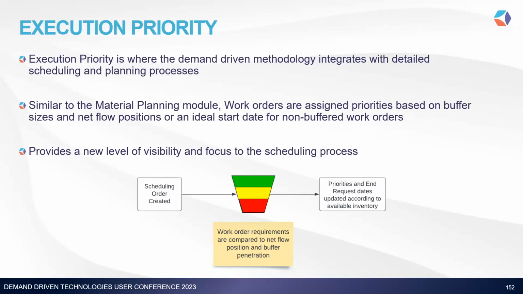By doing this, we're providing a new level of visibility and focus into our scheduling process. We're looking at the priority items that are critical to put through the production process now, as opposed to items that might have available on-hand inventory, which can be pushed back to a later date. This is a quick diagram. We have our scheduling orders created, and then we compare each to its current net flow position within its buffer, and then it's assigned a priority, which is used to give it its place on the drum resource.